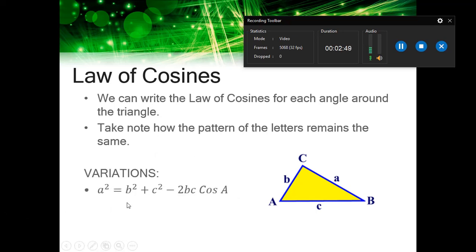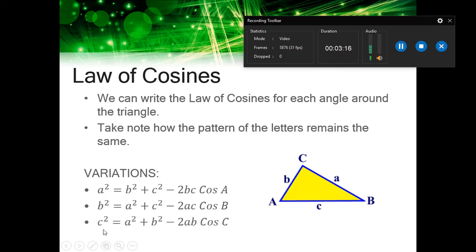So this was the first version we looked at. Maybe side A is missing, or we're missing the cosine of angle A. But it's possible that maybe side B is missing. If that's the case, B starts the equation, and then it ends with cosine of angle B. But then A and C are in the interior, and you can see it here, 2 times A times C.